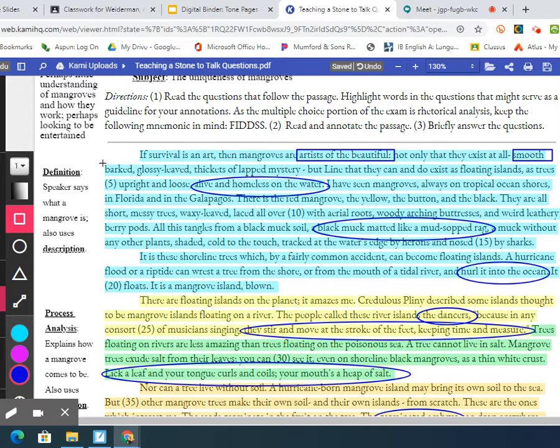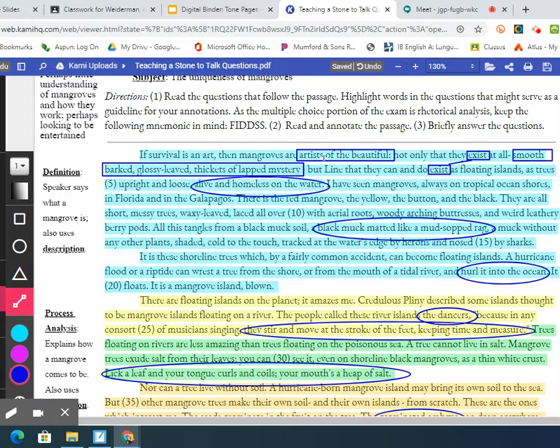Smooth-barked. For me, that goes under imagery, right? Smooth-barked, glossy-leaved, thickets of lapped mystery, but that they can and do exist as floating islands. So here what I see, when I'm reading for diction, which is what I'm doing when I'm reading for tone, I'm also looking for words that are repeated. All right, so I've got exist and exist. I'm going to connect these two together.